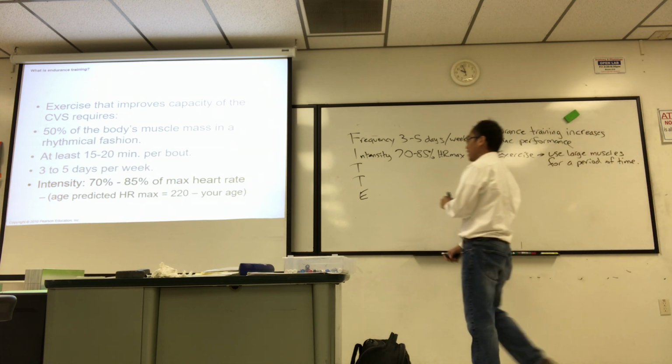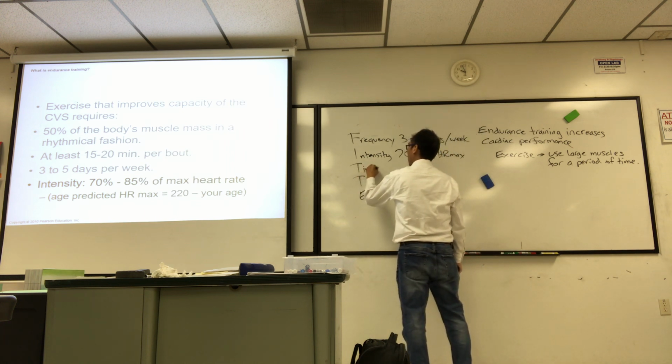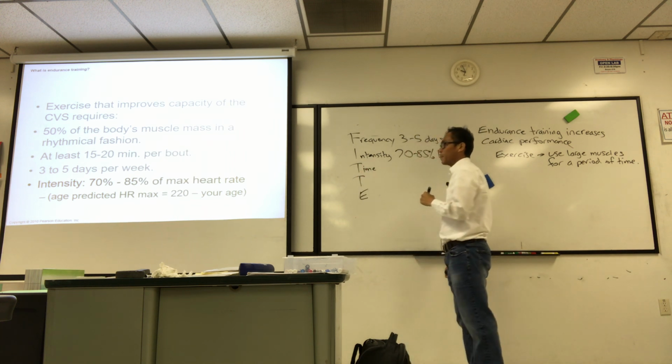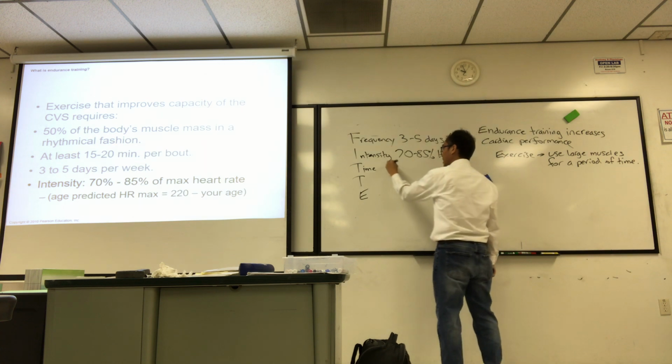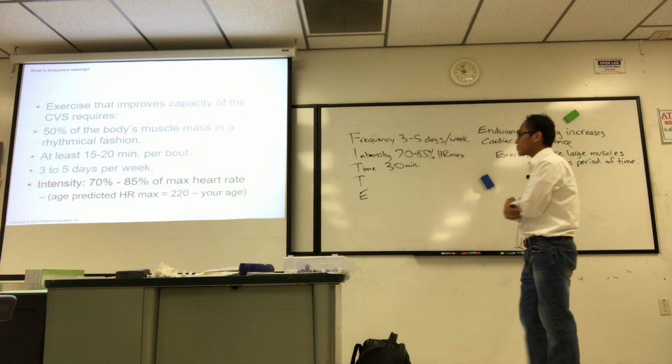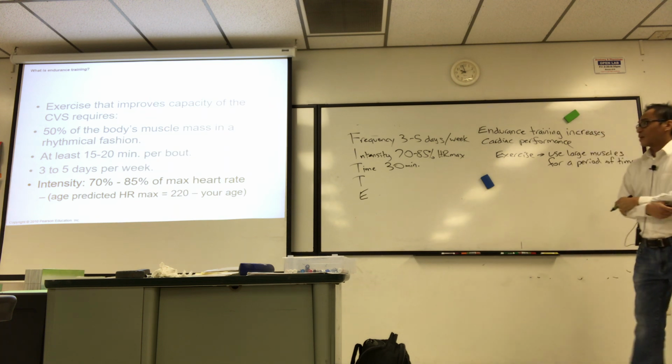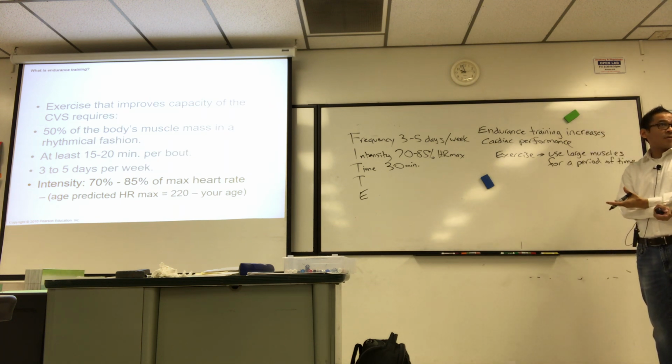TT is time and type. Time is the per bout thing, and they say 15 to 20 minutes. I said it'd be 30 minutes. I think that's pretty good. A lot of times if you're training for a marathon, you're running for hours, so it increases, but at least I think 30 is a good benchmark.